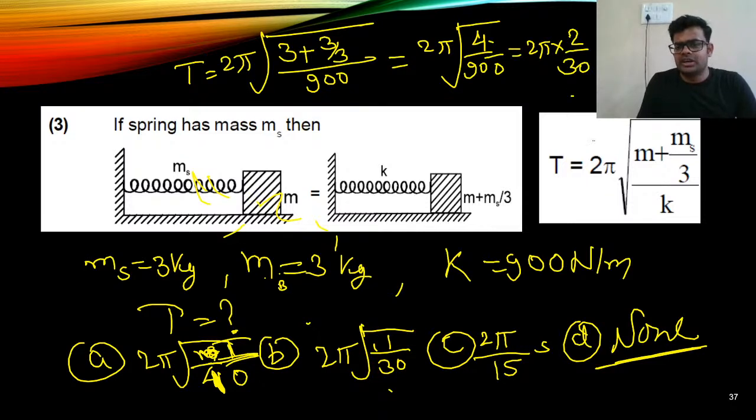So directly the answer is 2 pi by 15. So this is the answer. Got it? That's all. Very, very simple calculation. So 2 pi by 15 second is the answer. So very simple question, right? So let's move to the next slide.